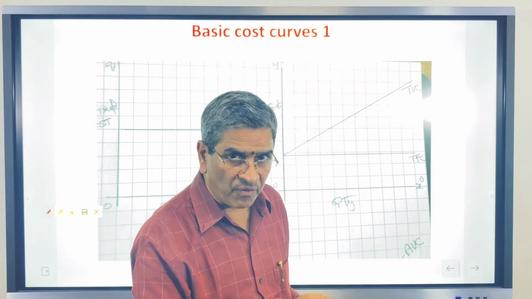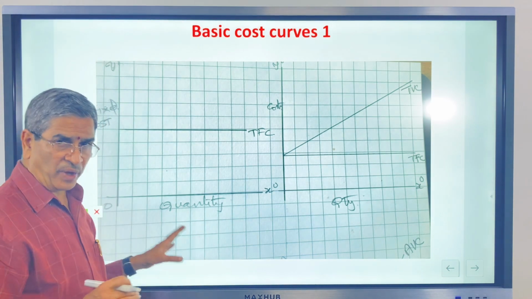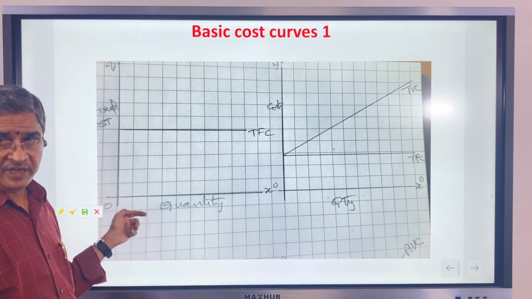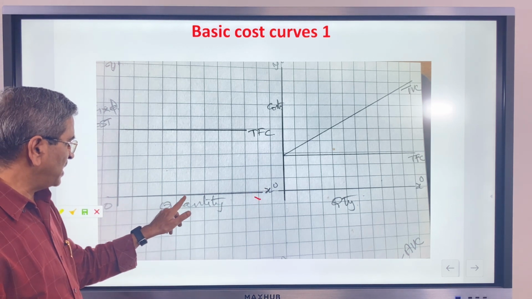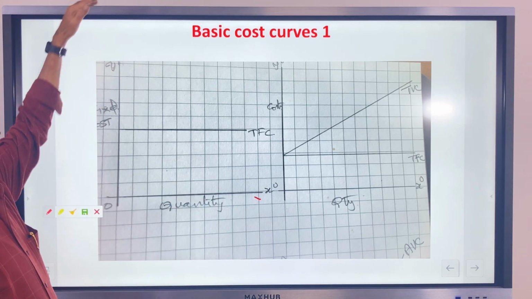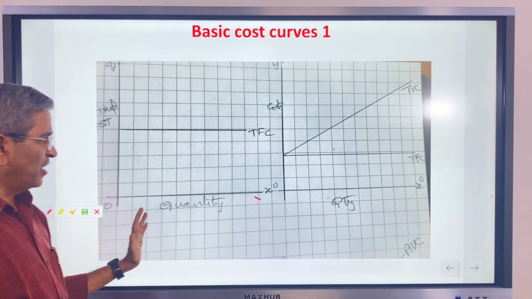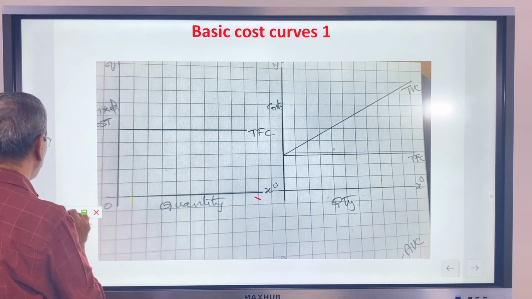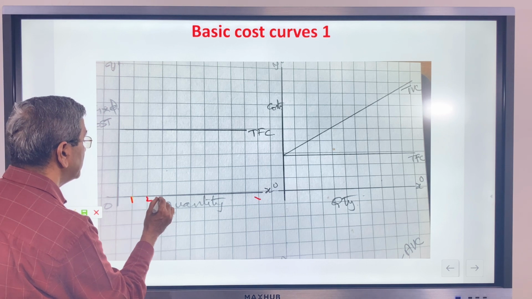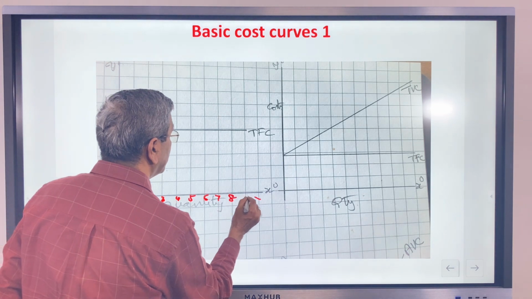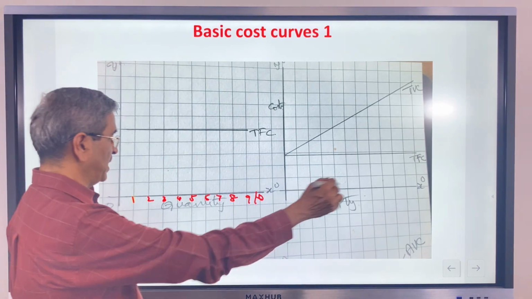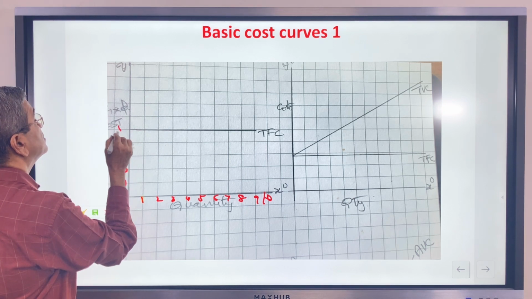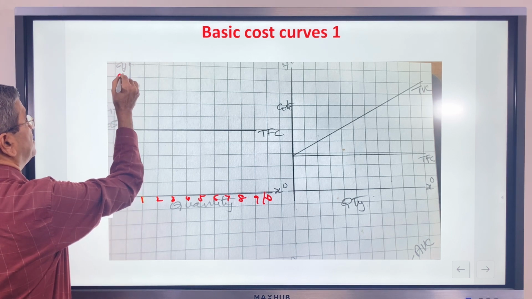How does the fixed cost curve appear on a graph paper? I have taken a square ruled paper intentionally. You can assume each square is 1 centimeter. On the x-axis you have 1, 2, 3, 4, 5, 6, 7, 8, 9, 10, and again 10 on the other side. Let me take red color. The x-axis shows the quantity of output, 1, 2, 3, up to 10 units. And cost is $10, $20, $30, $40, $50, $60, $70, $80, $90, like that.